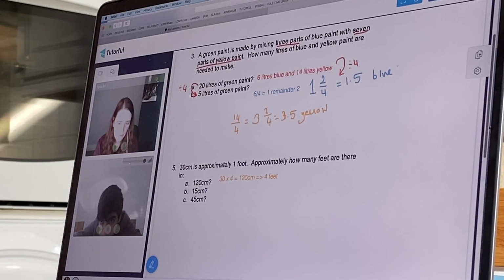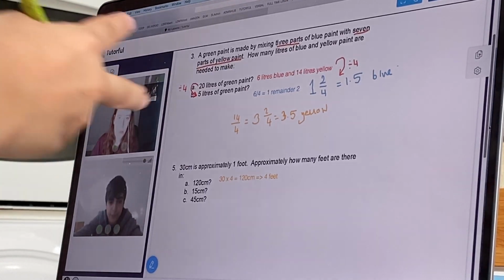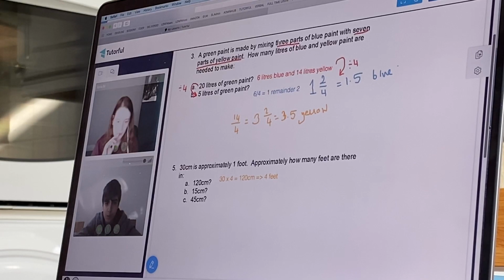And then how many feet is that if we just halve it? Divide by 2. So we divide 1 foot by 2, which gives us 0.5, brilliant. 0.5 feet. And then 45.